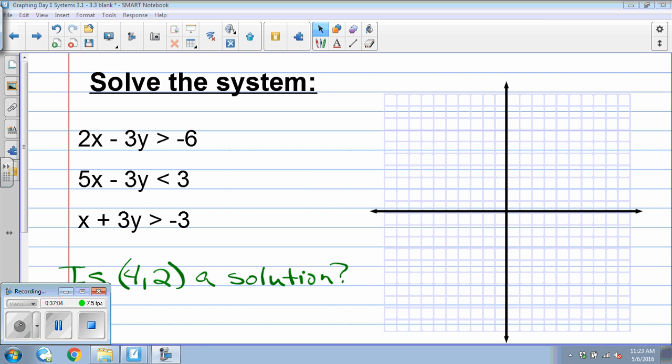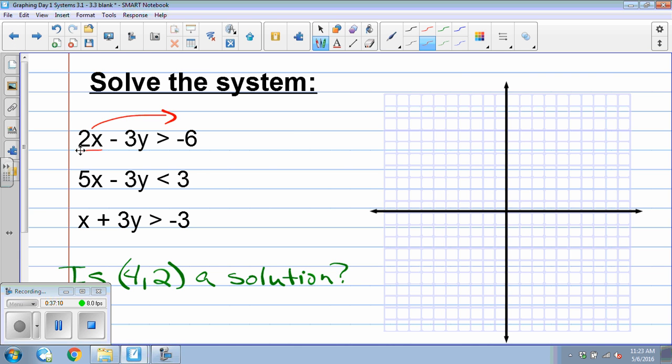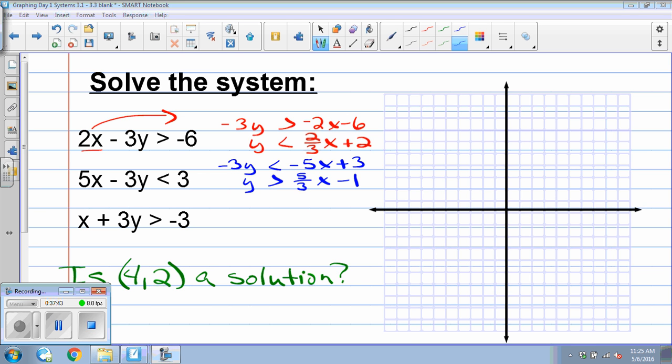You divide everything by 3. So, move the 2x over. Negative 3y greater than negative 2x minus 6. Divide everything by negative 3. You have to switch this around. So if you divide this negative 2 by negative 3, that's positive 2/3. Negative 6 divided by negative 3, positive 2. Okay, so when you solve for the second one, you should get y greater than 5/3 x minus 1.